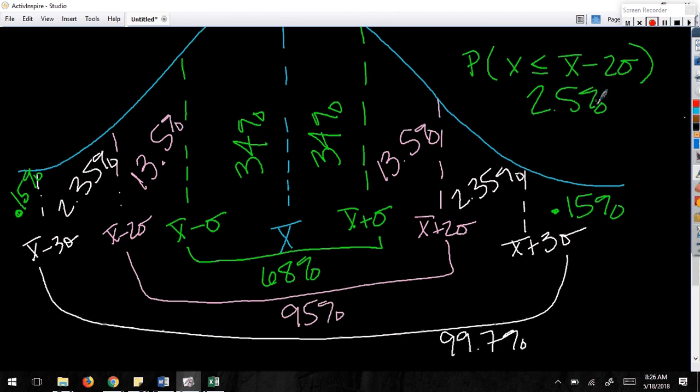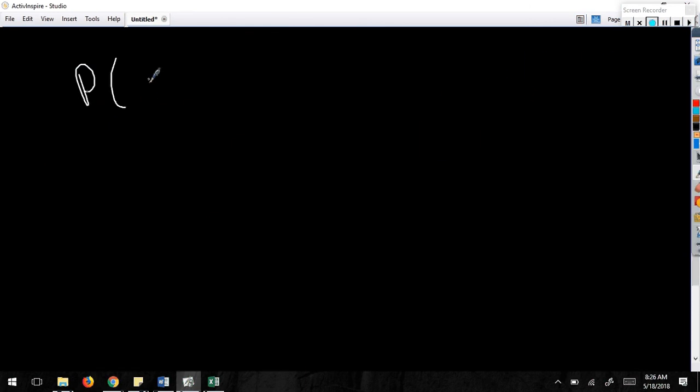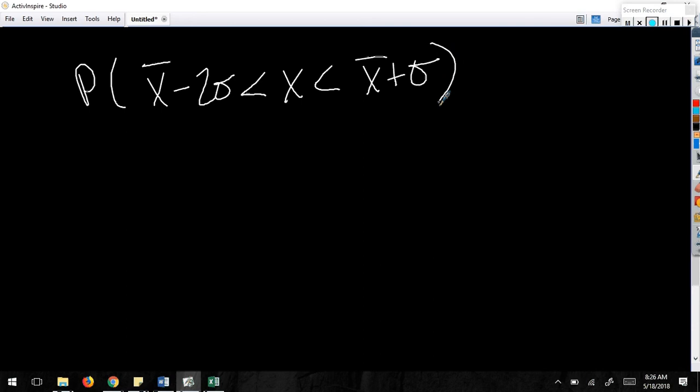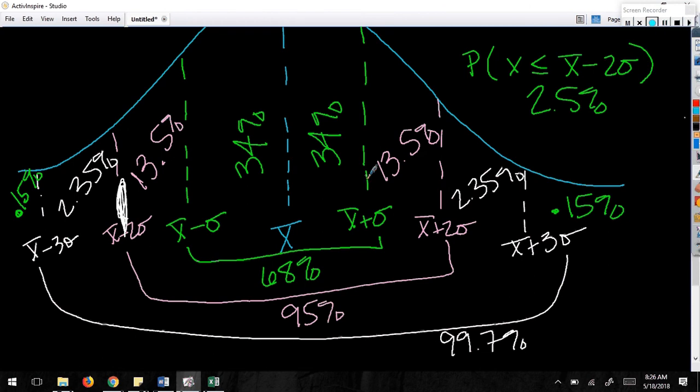Right? So this chart's very important. If you can derive it, you can pull the things off of it. What about if I asked you, what's the probability that I am between two to the left and one to the right? Exactly. I go 2 to the left, which is here, and 1 to the right, which is here, and add these together. So what is that?